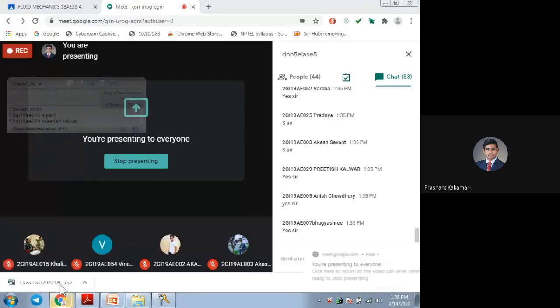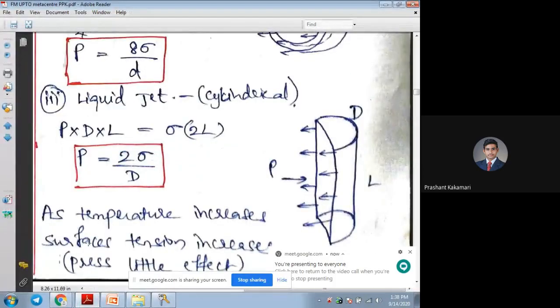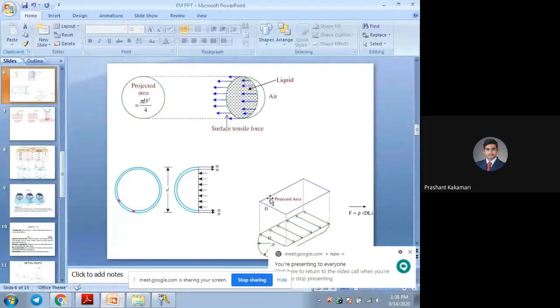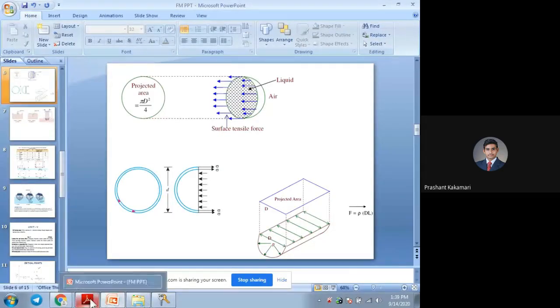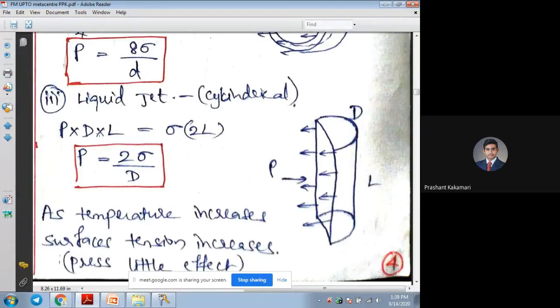Okay. So in the color it is shown like this. Yes, here. So here if you see, force equal to what? Sigma into D into L. That's on one side. That is written here, sigma into 2L. The other side is P into D L, projected area into pressure. Surface tension is more on the length side for cylindrical objects, so they have taken only 2L. So P can be written as 2 sigma by D, which can be compared easily with these equations.